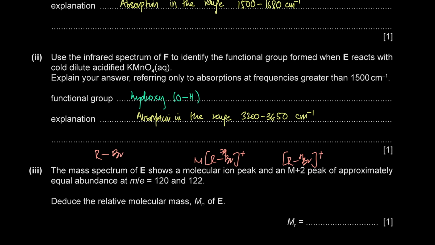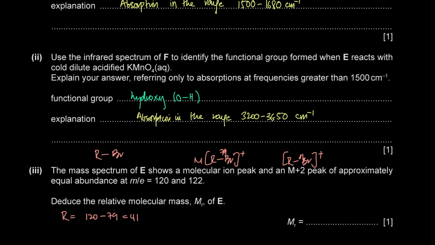So now we need to figure out the Mr of this compound. To calculate the Mr, we're going to take the relative atomic mass of bromine, not the isotopic mass. Now the R group has a mass of 120 minus 79. The M peak is at 120. There's a bromine-79 in the M peak, and there's an R group. So R plus Br is 120. The Br is 79, so R is equal to 41. So the R group has a mass of 41.